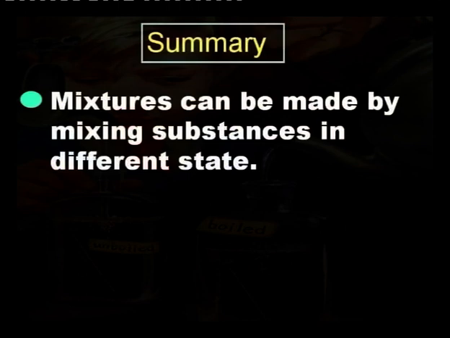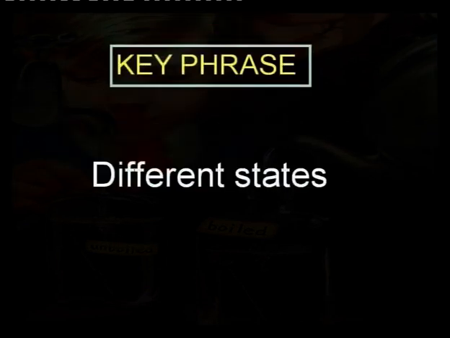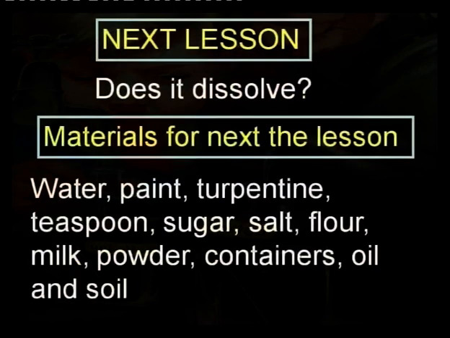Okay, let's see our key phrase for today. Key phrase, everyone, receiving students and class: different states. We looked at different states in mixtures. Our next lesson, does it dissolve? That will be our next lesson. The materials needed for the next lesson, most of the materials you listed today, and we can have water, paint, turpentine, teaspoon, sugar, salt, flour, milk powder, containers, oil, and soil.